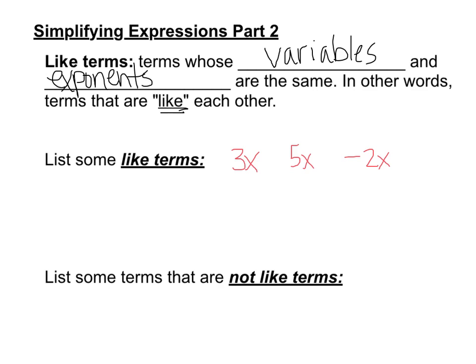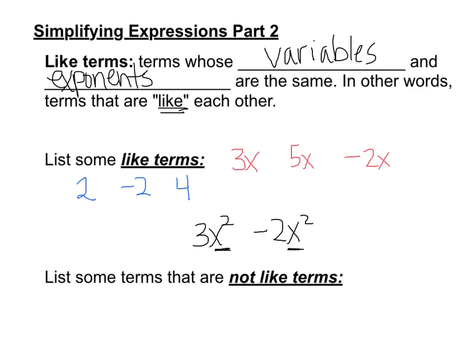And if you have just integers, let's say I had 2, well, negative 2 would be a like term. 4 would be a like term. Any integer would be a like term. Okay? We could also have a 3x squared or a negative 2x squared. Those are like terms because they both have an x squared.